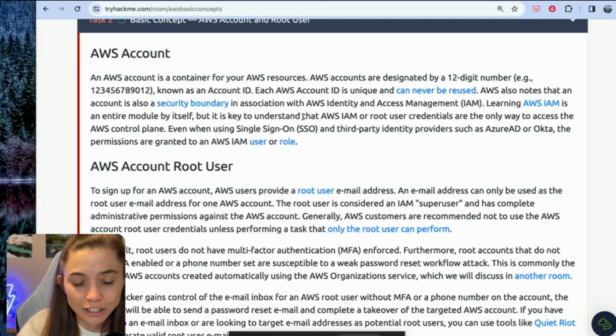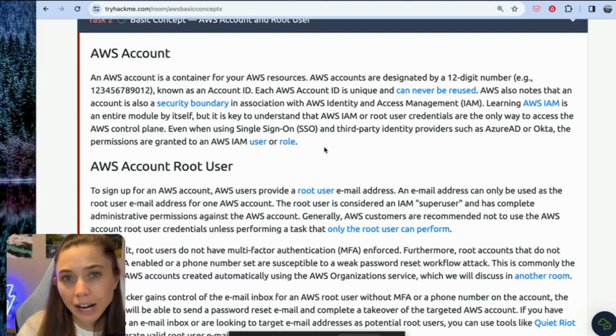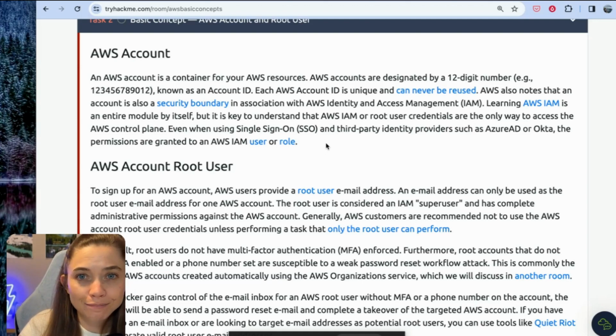But it is key to understand that AWS IAM or root user credentials are the only way to access the AWS control plane. Even when using single sign-on and third-party identity providers, the permissions are granted to an AWS IAM user or role. So even if you're accessing an AWS account using some sort of federated identity, like you've signed in through Active Directory or something like that, on the back end, you're assuming a role or some sort of IAM principal within AWS. And I bet we're going to learn more about that later. Point is, you're not doing anything in AWS without IAM, Identity and Access Management, being involved somehow.